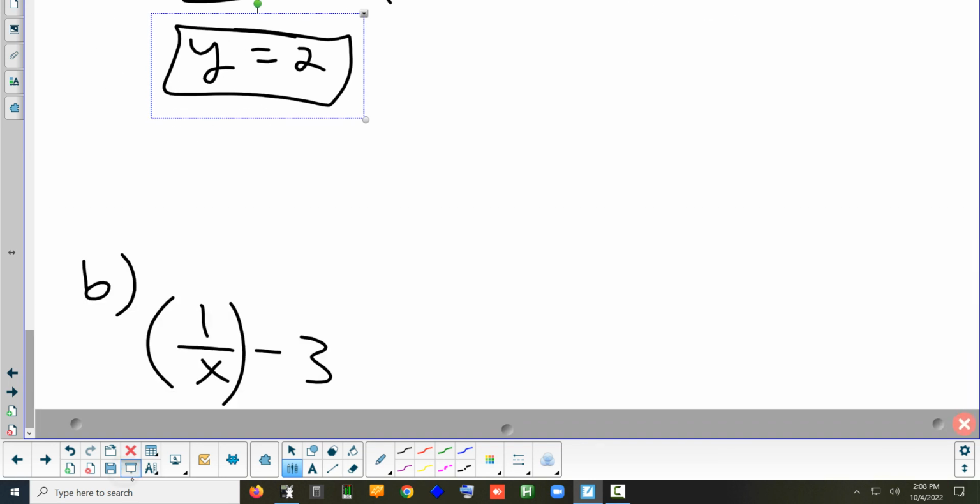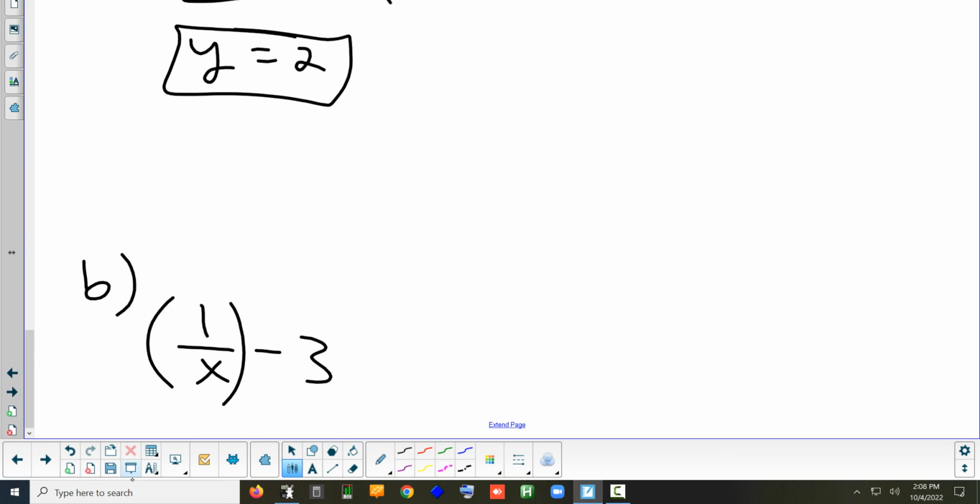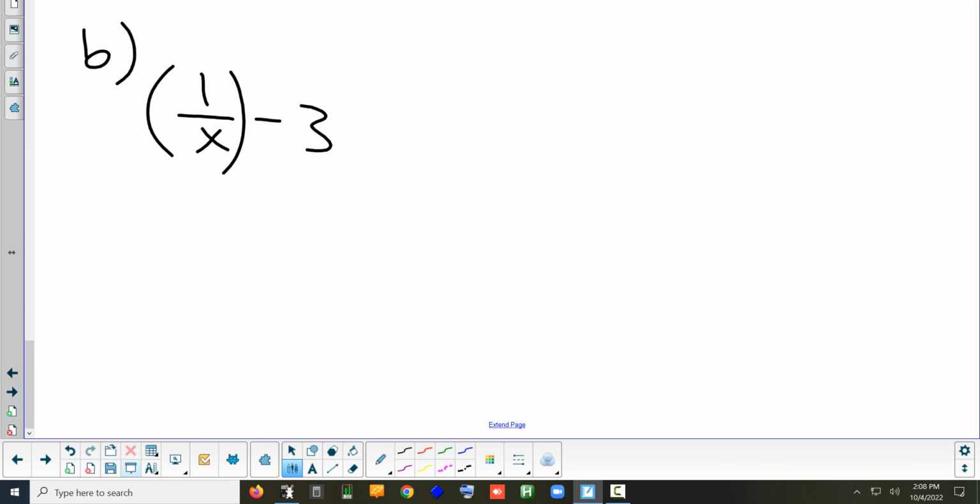All right, let's look at this one. 1 divided by x minus 3. So just focus on what's in that box first. As x gets bigger and bigger, what's going to happen to what's in that box?